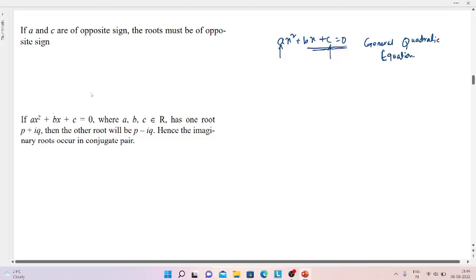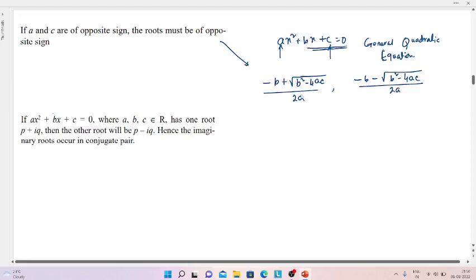Then the roots must be of opposite sign. Let me break out this part into segments. The roots will be minus b, by taking positive, minus b plus root under D, and in place of D we can write b square minus 4ac, by 2a. And another root is minus b minus root under b square minus 4ac by 2a.